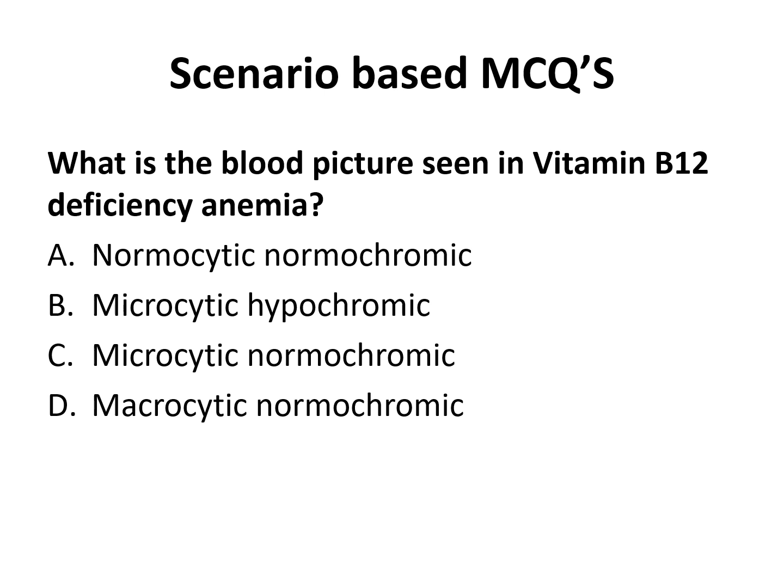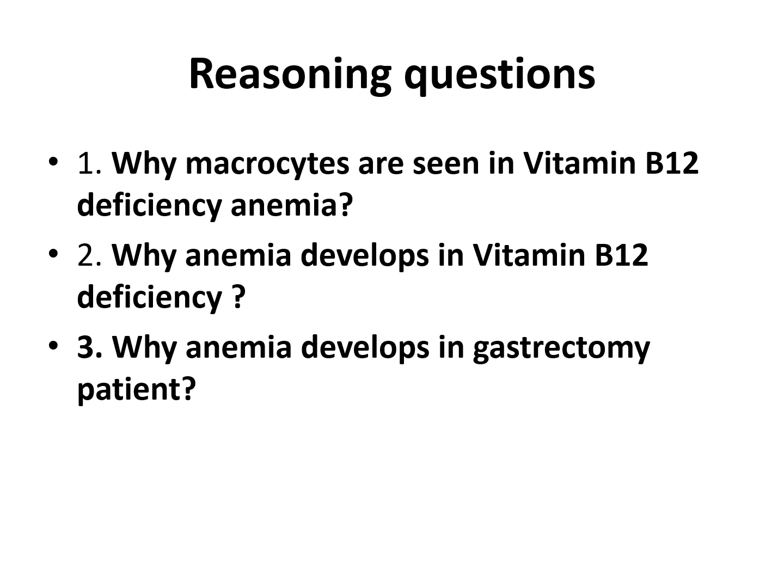Now let us see various scenario-based MCQs. What is the blood picture seen in B12 deficiency anemia? I hope all of you know the answer. What is the answer? Yes, the answer is macrocytic normochromic anemia. Some of the reasoning questions that can be asked are: why macrocytes are seen in vitamin B12 deficiency anemia? Why anemia develops in vitamin B12 deficiency? Why anemia develops in gastrectomy patient? So these are the various reasoning questions that can be asked. I hope we discussed the answers to this.